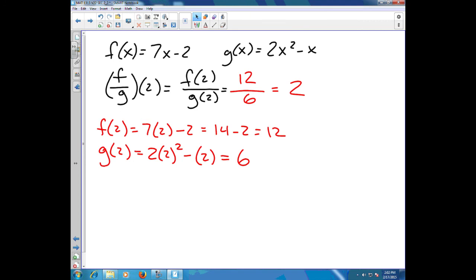So when you're given values for x, just plug them into the individual functions, and then use the name to tell you what operation to do. So for example, in this case, we had f divided by g of 2. We plug 2 into f, plug 2 into g, and then divide the answers. f divided by g, and we just get 2.